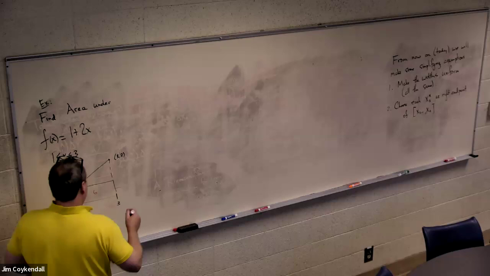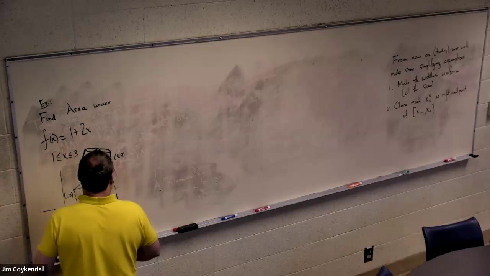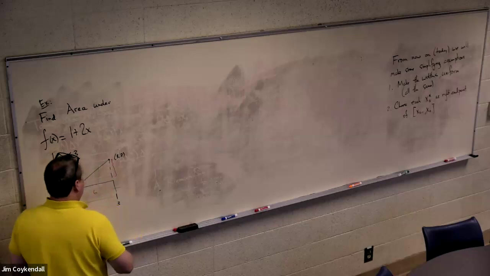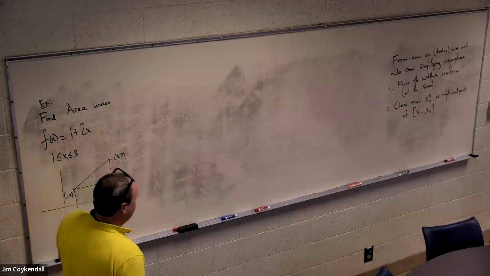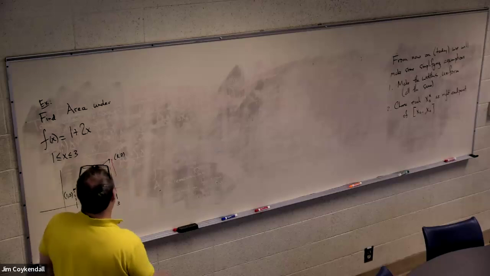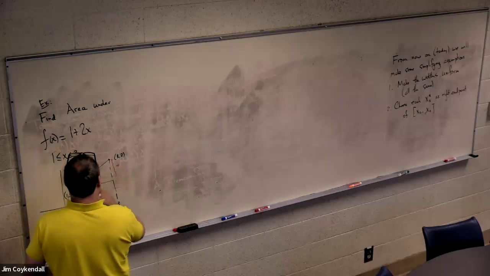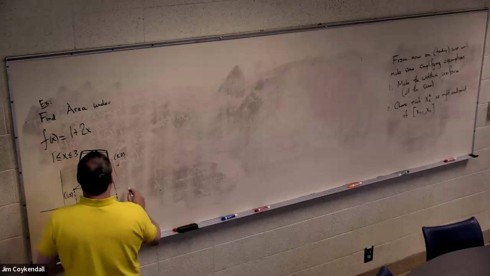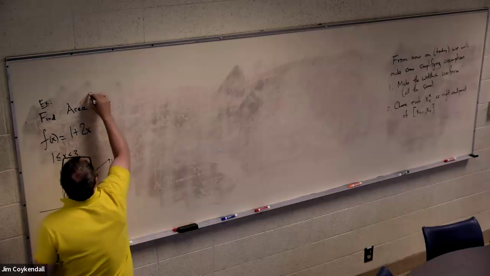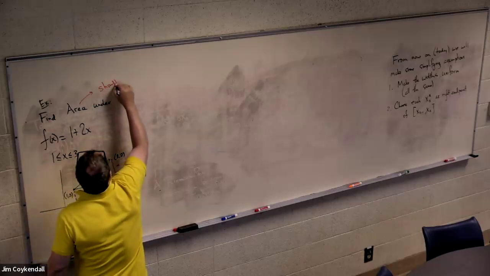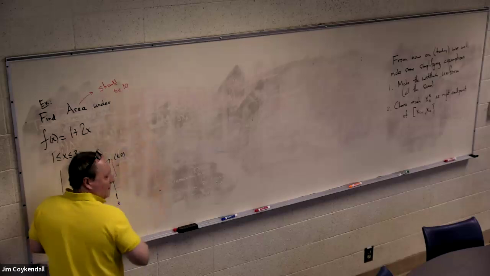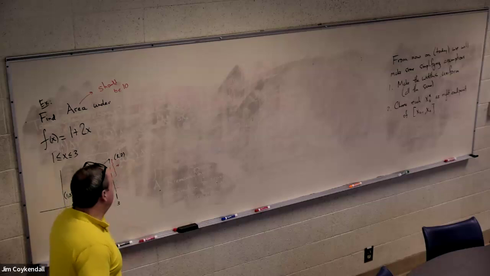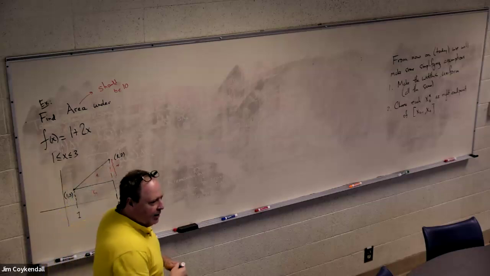And this is a triangle. The width of the triangle is 2. And what's the height? Looks like it's 4. So it's half the base times the height, so it should be 4. So the total should be 10. So I know what my answer is going in, and that's good, because this will make sure that my process is good.